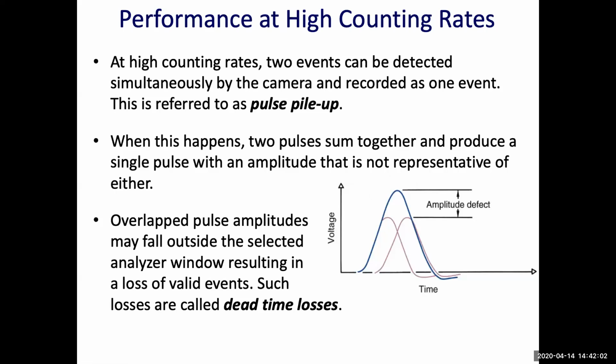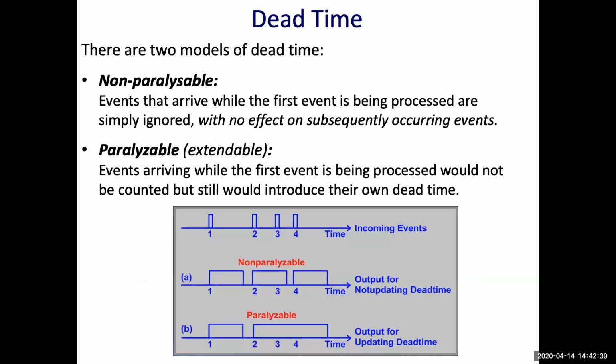The problem here is that the overlapping pulse amplitude may fall outside the selected analyzer window, resulting in a lost valid event, and such losses are called dead time losses. We said we have a defined window. So when two signals combine together, we get a high amplitude. Despite these being two correct or true events, it will not be recorded by the gamma camera because it will lie beyond the energy window. So this will be rejected, and this will reduce the number of counts detected and affect the sensitivity of the gamma camera. So this is called dead time losses.